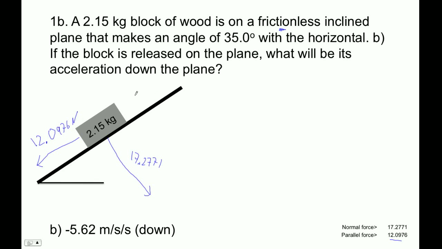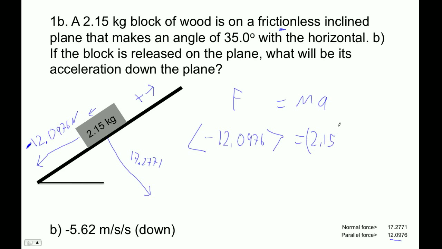Now the convention that I always use is that I make up the plane positive, so that makes this solidly a negative force. If it's a frictionless plane, as it slides down the plane, there is no friction force acting up the plane. There's no other force applied to this thing, so we're just setting up F equals ma. The only force acting, since it's frictionless, is just that parallel force, minus 12.0976, and that's going to equal 2.15 times a. This is an unknown acceleration problem.